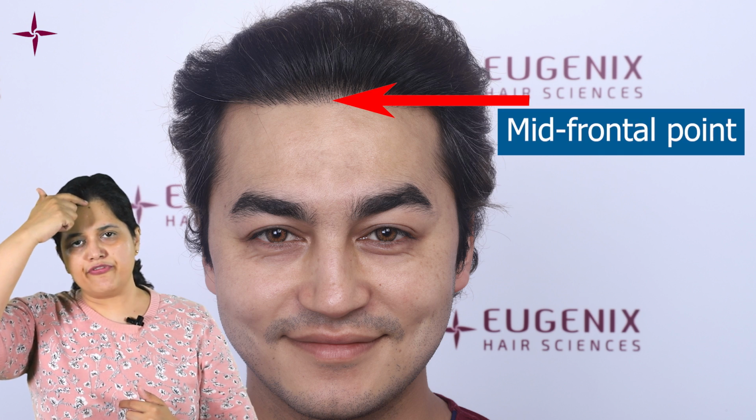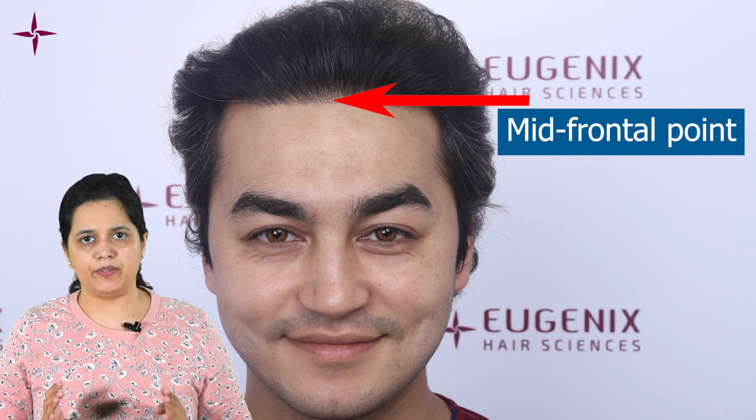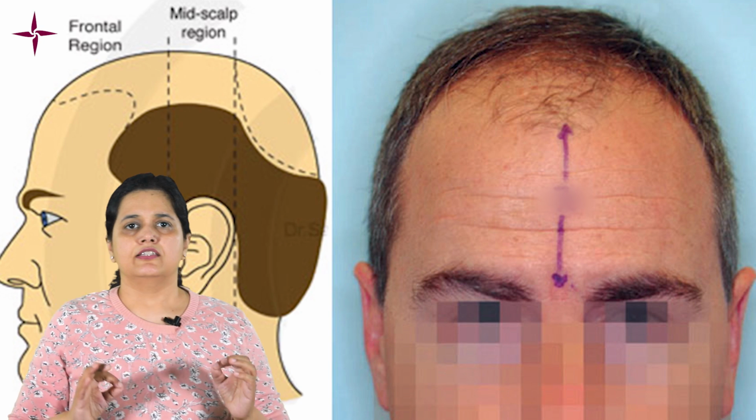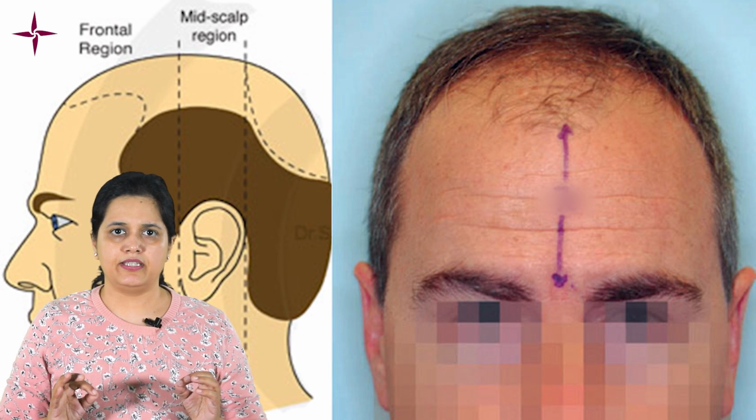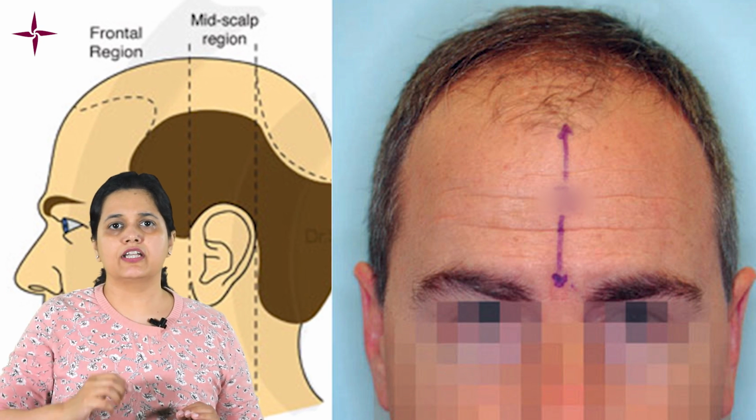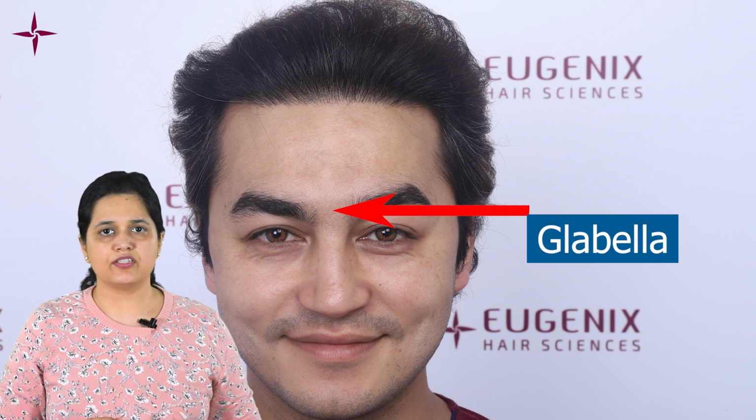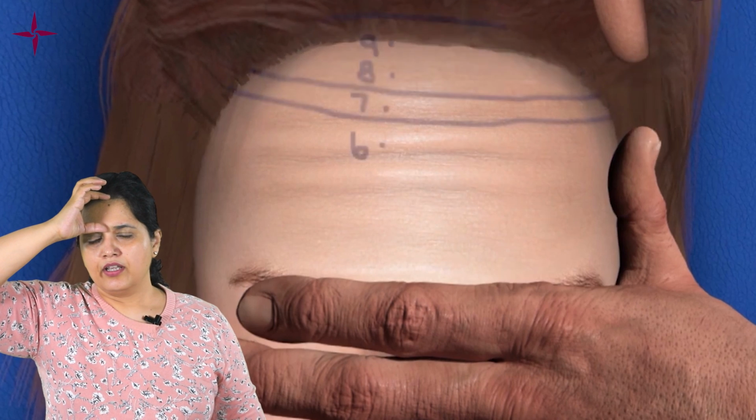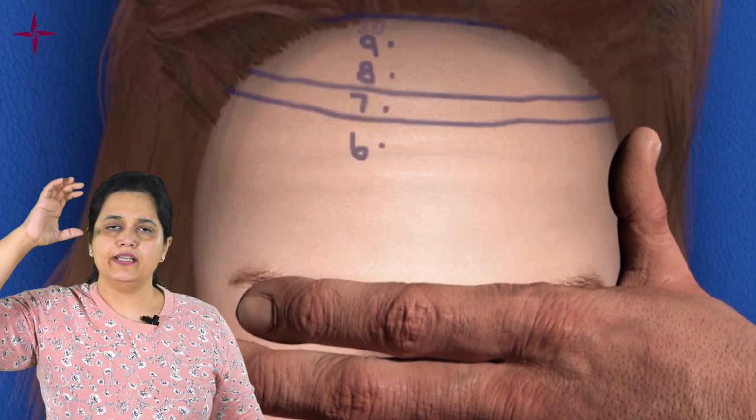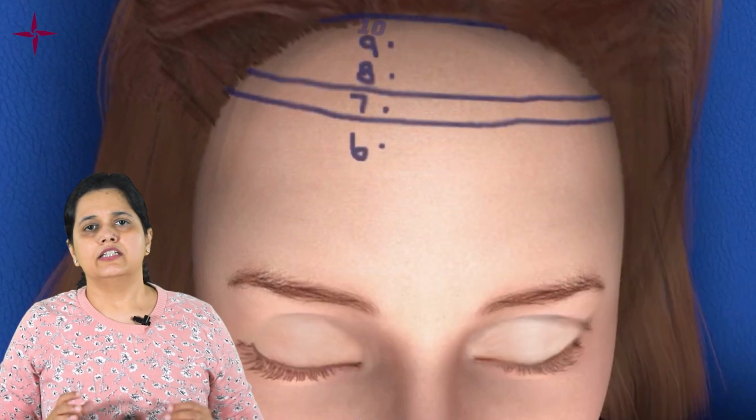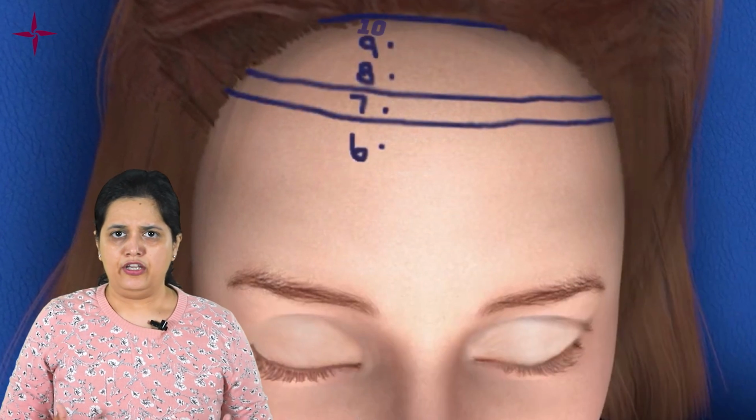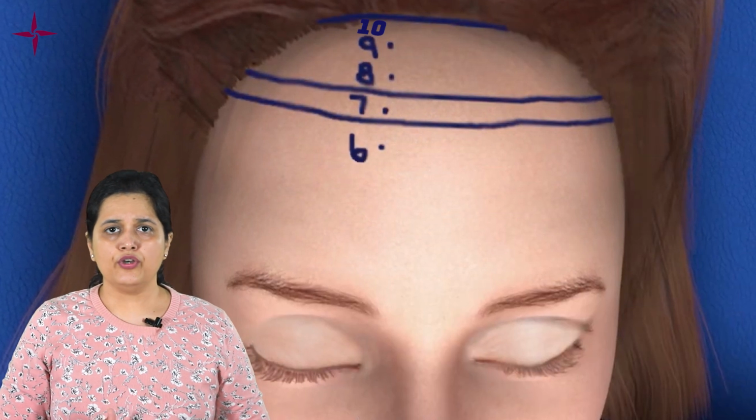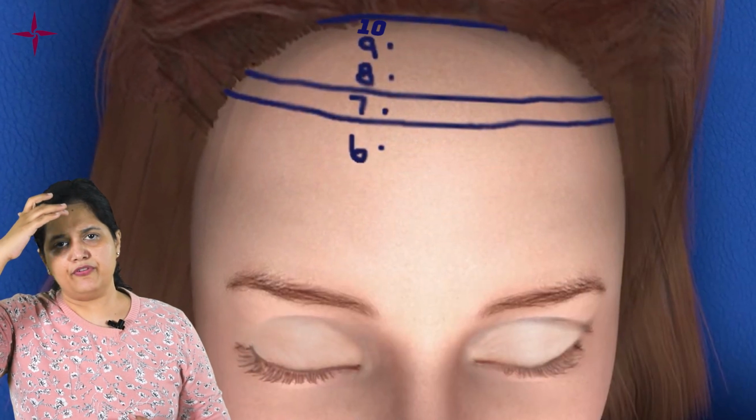The central point of the hairline is called the mid-frontal point, MFP. The number one criteria to determine that is the distance above the glabella. What is the glabella? The midpoint between the eyebrows is called the glabella. So the mid-frontal point should be 7, 8, 9 or 10 centimeters above the glabella. That is the number one criteria which we should look at while determining the mid-frontal point.